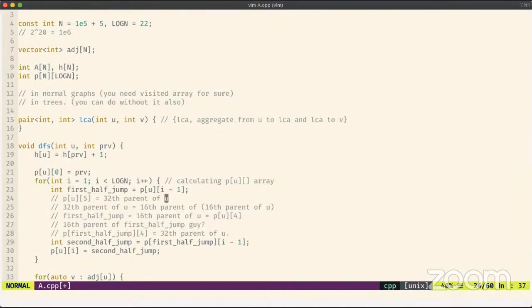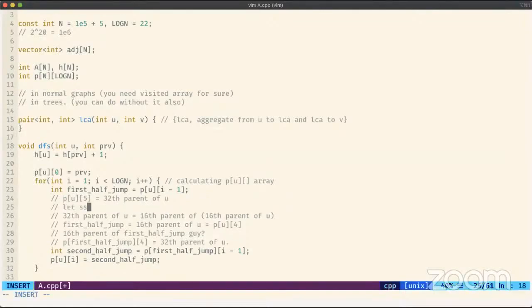Okay, this is slightly tricky. To calculate the 32nd parent of u, I say it's the same as asking who's the 16th parent of the 16th parent of u. Let's say the 16th parent of u is some guy. If I go to that guy, I can again ask him, who's your 16th parent? If he tells me the correct answer, I can just go to that guy and I'm done. A node's 32nd parent means first jump 16 steps up, and whoever you find at that position, ask him who his 16th parent is. And that's my 32nd parent.